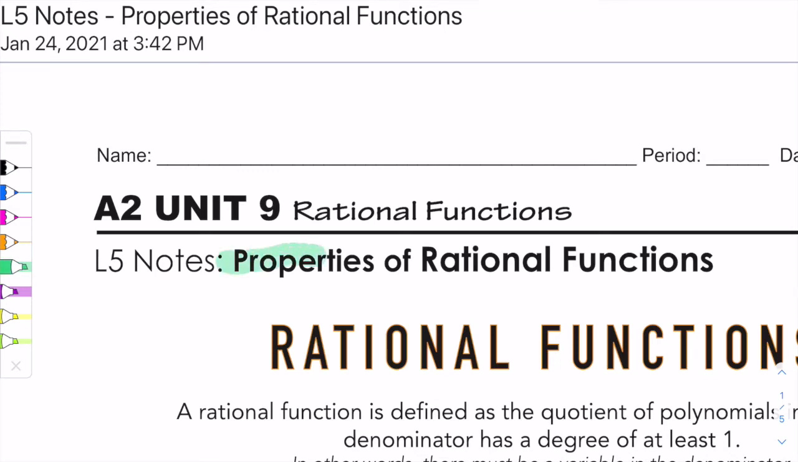Today we're learning about properties of rational functions. This is actually the last lesson we'll be learning in this unit this year. So much like the previous unit we did with polynomials, we would typically be graphing rationals.